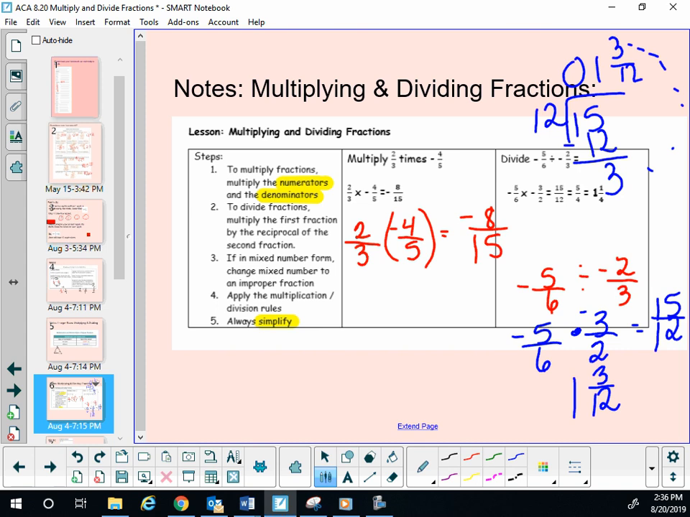Can it still be simplified? By what? I could simplify this by 3. So 1 and 1 over 4. Questions?